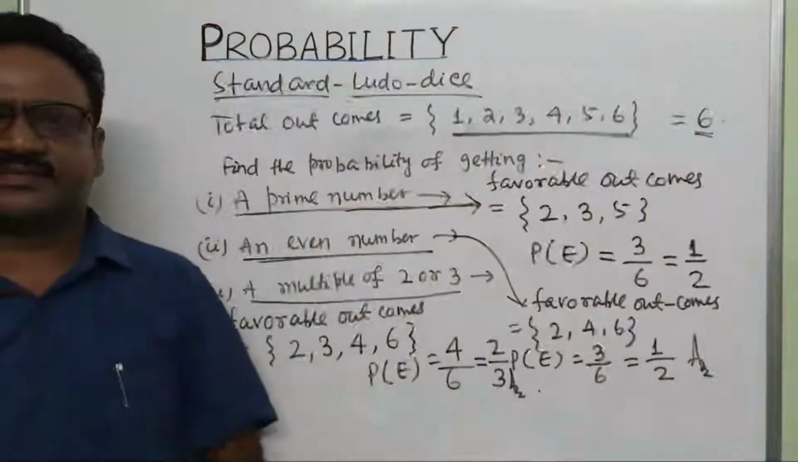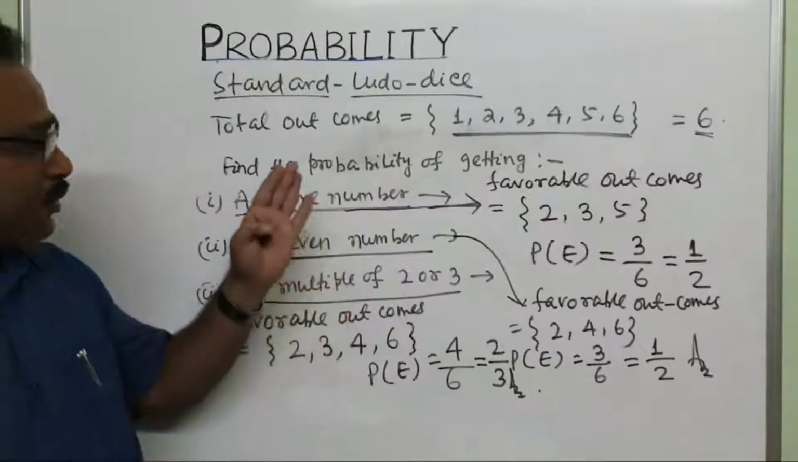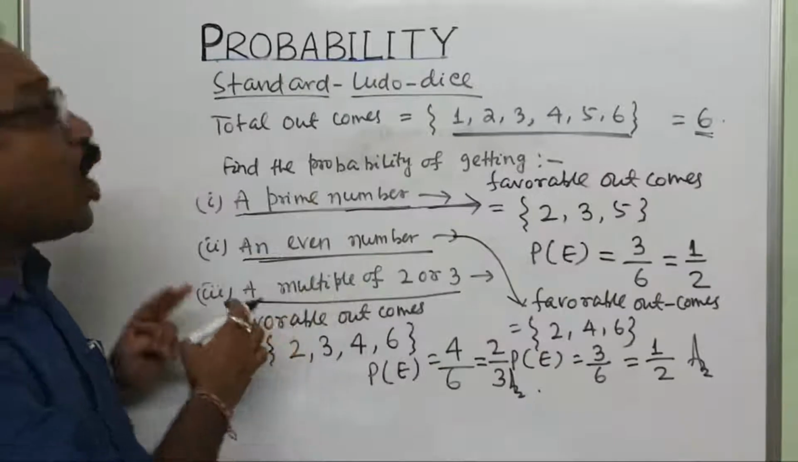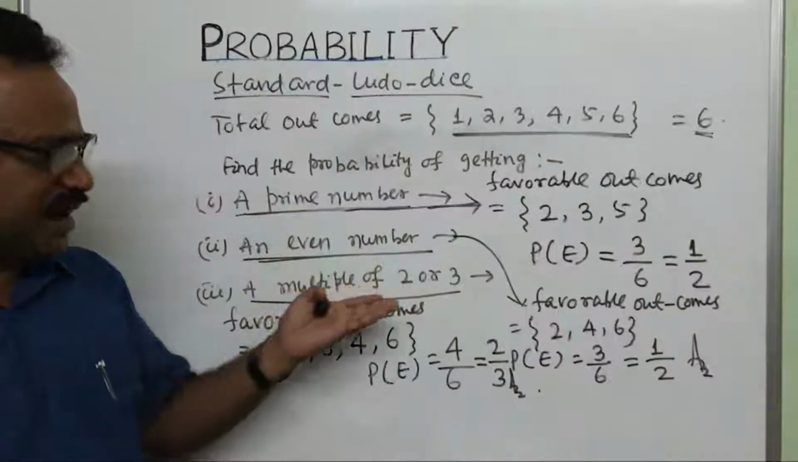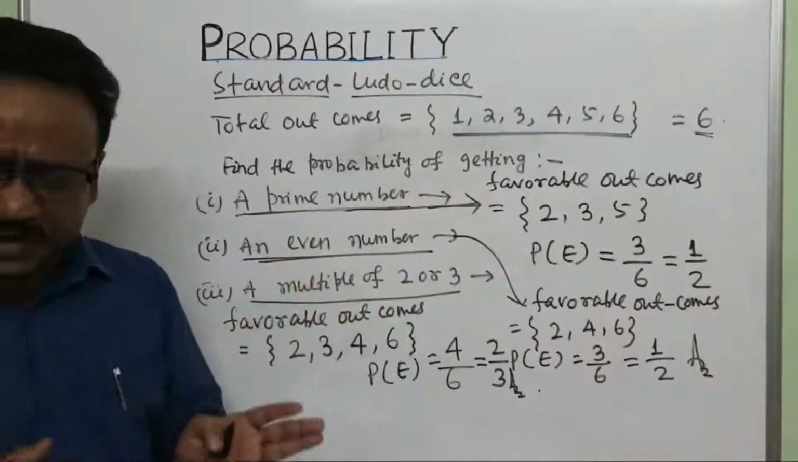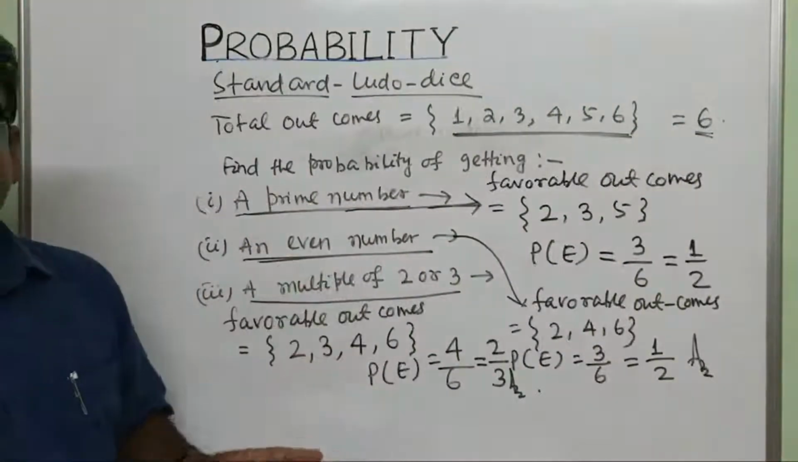So like this, with a single dice, we can find out different probabilities as per the question given. Suppose the probability of getting an odd number is given, you can find it like even number, odd number, prime number, composite number. Any such question may be asked.